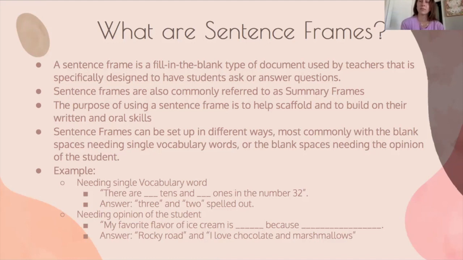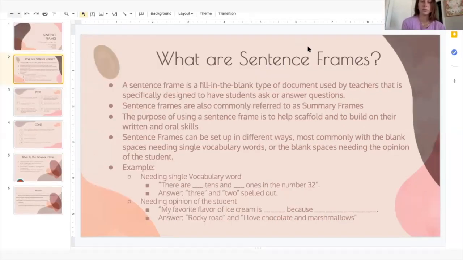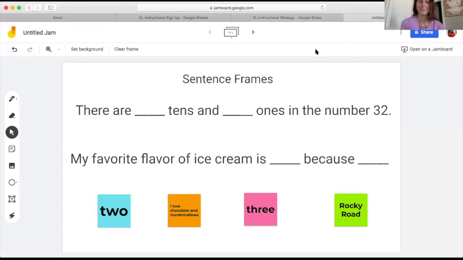They can be set up in many different ways, but most commonly it is used with the blank spaces needing either single vocabulary words or an opinion of the students to help them with writing. So here is an example. Needing a single vocabulary word would be like, there are blank tens and blank ones in the number 32. So I'm going to switch over and we're going to do a quick activity showing this.